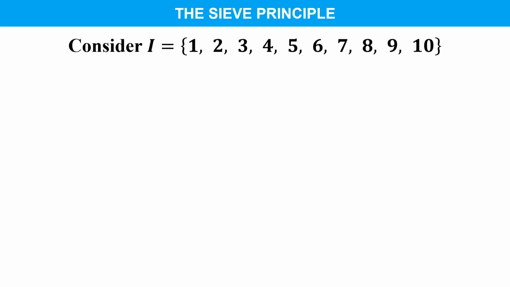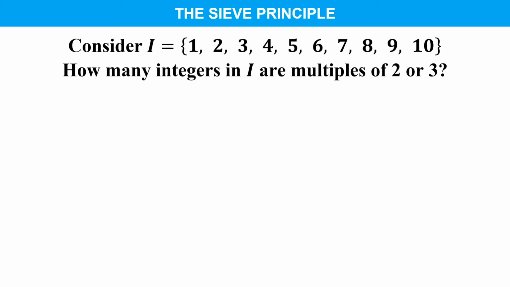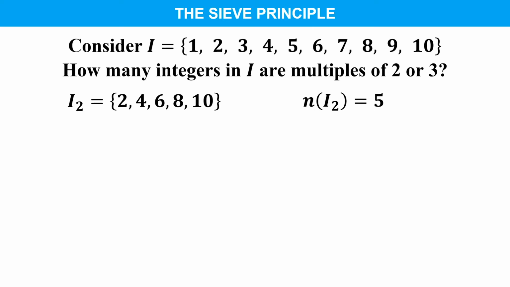Halimbawa, alamin natin kung ilan sa mga integers mula 1 hanggang 10 ang multiples of 2 o multiples of 3. Alam natin na 5 sa element ng set I ay multiple ng 2. Ang mga ito ay 2, 4, 6, 8, at 10. Ibig sabihin, n of I sub 2 is equal to 5. Alam din natin na 3 sa mga element ng set I ay multiple ng 3. Ang mga ito ay 3, 6, at 9. Kaya, ang n of I sub 3 is equal to 3.